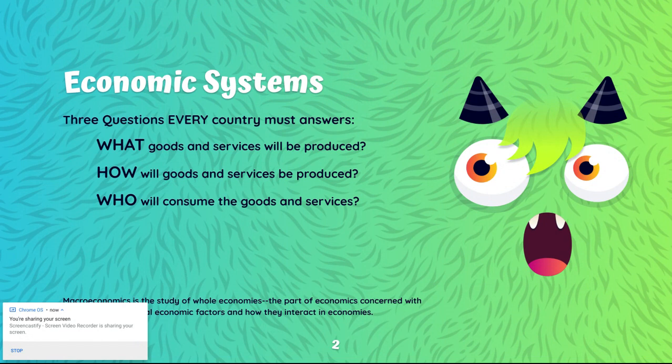In the economic systems that we have been discussing, there are three very important questions that every country must answer. You can see those questions right there on the screen. We have to ask what goods and services will be produced. What is it we're going to make? If you have a lot of natural resources in your country, you have a lot of what that you can make, and you're really in a good place.